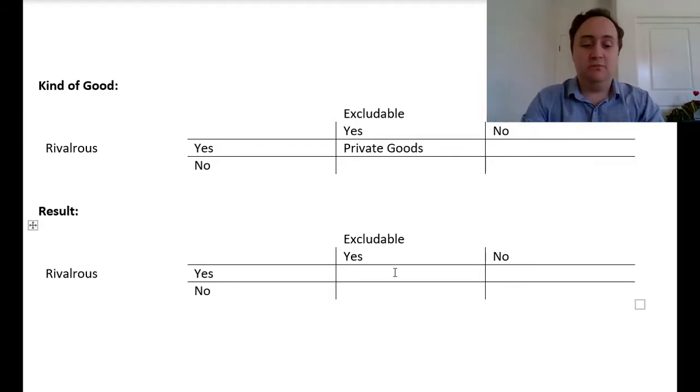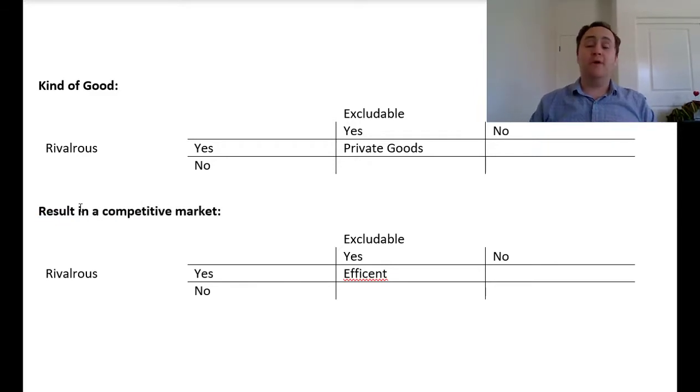In a regular market, if we allow the competitive market to work, there's no problem there, right? You sort of want things to be rivalrous and excludable in order for the private market or the competitive market to work properly and efficiently in providing that good. So that one's easy. Let's move on.